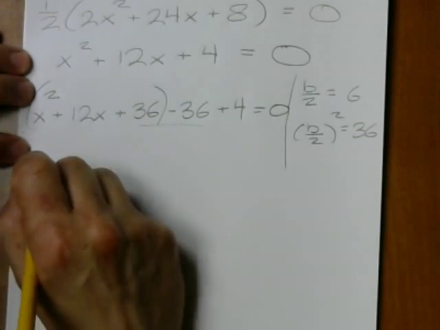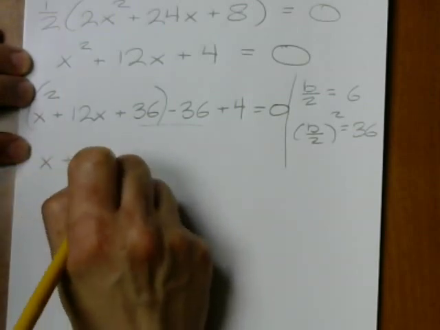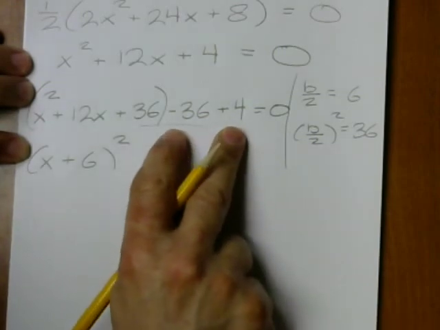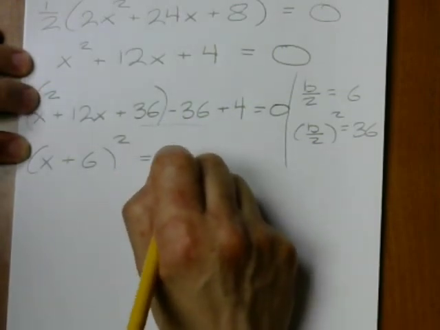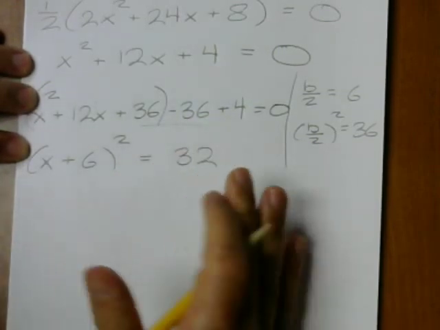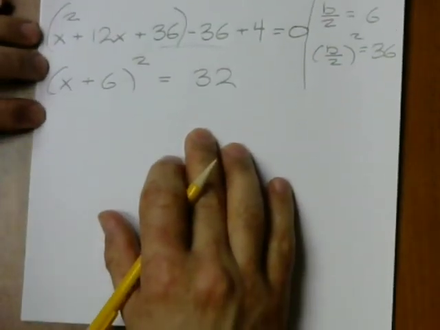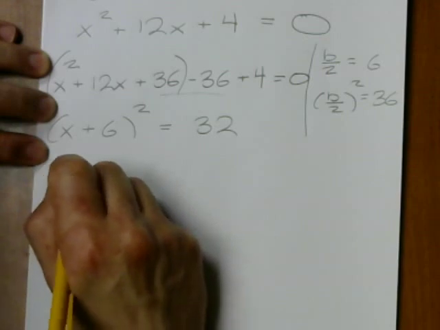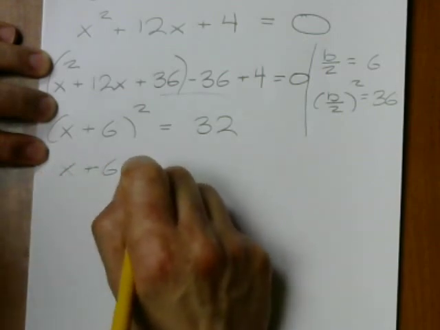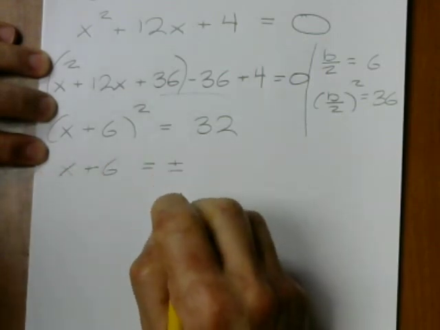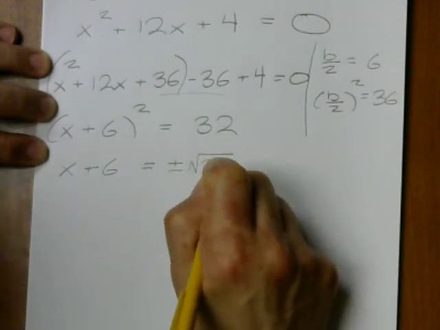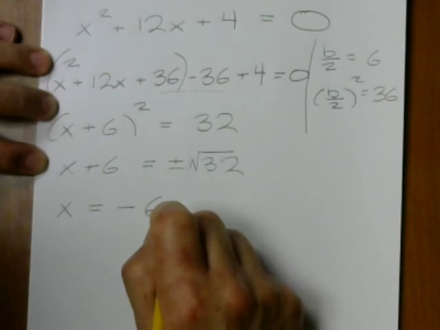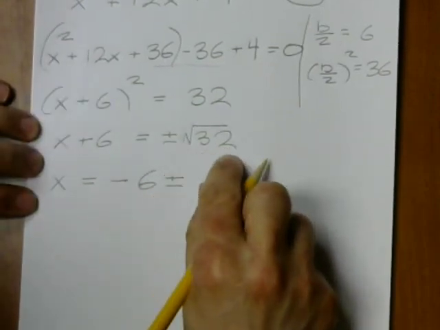So what do I have? I have x plus 6 squared, and now here I have minus 32, or if I move it to the right, I'll have a plus 32 on the right. So what can I do? Well, I just use my rule for radicals and get plus or minus root 32, or x is equal to minus 6 plus or minus root 32.